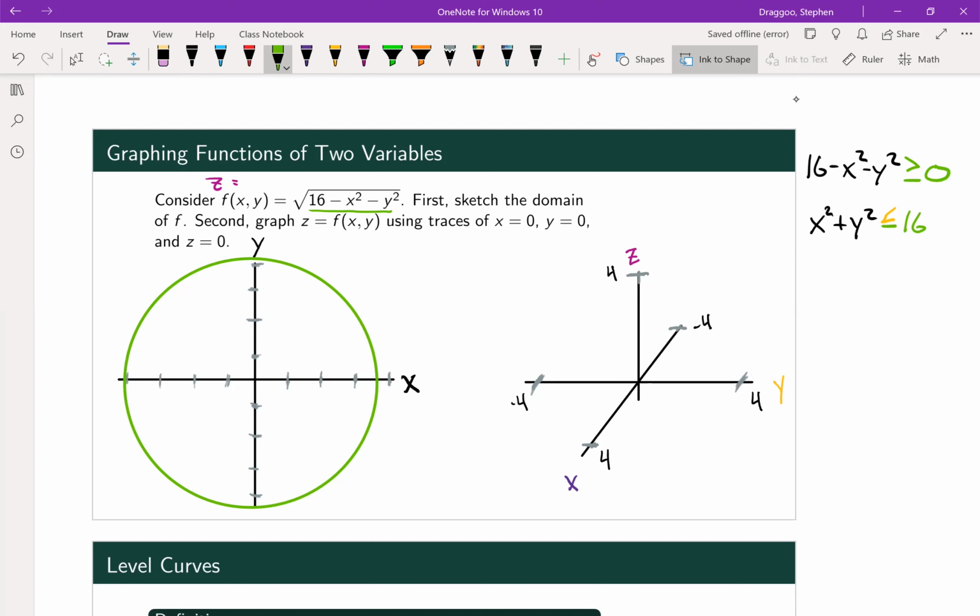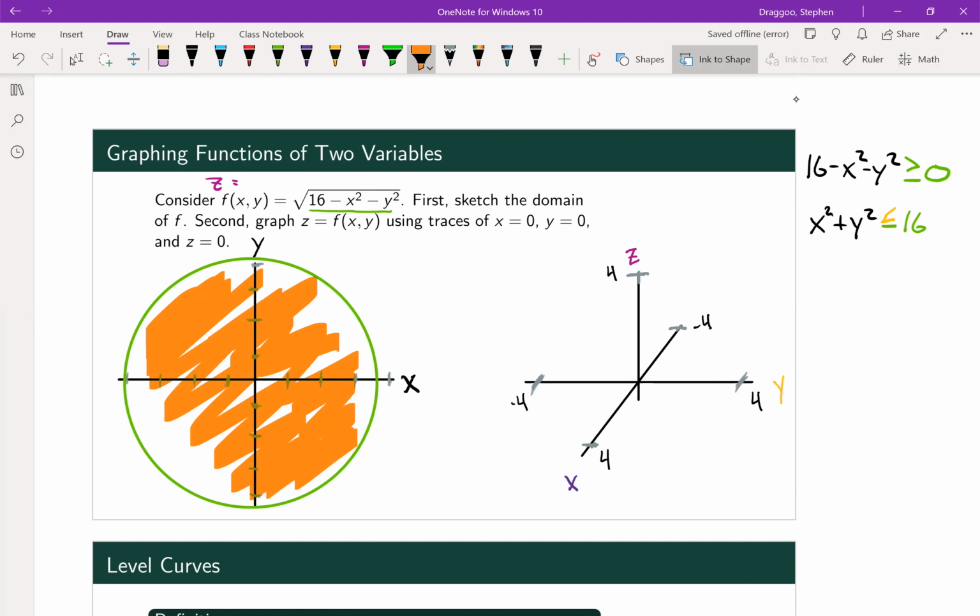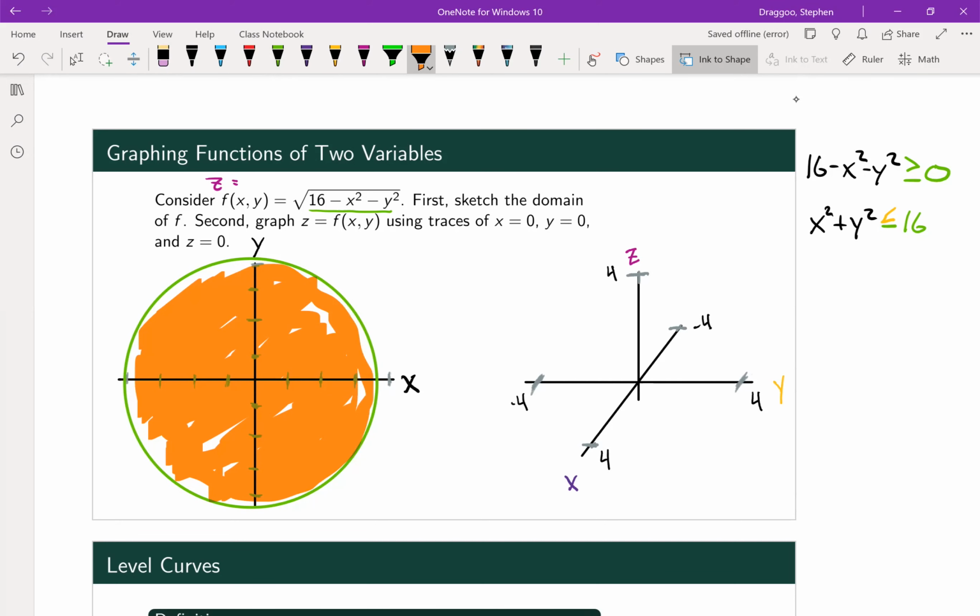It's at the origin. And then our domain is going to be that circle as well as everything on the inside of the circle. So if we just shade that region in, that should be our domain. Where again, that green line is x squared plus y squared equals 16.